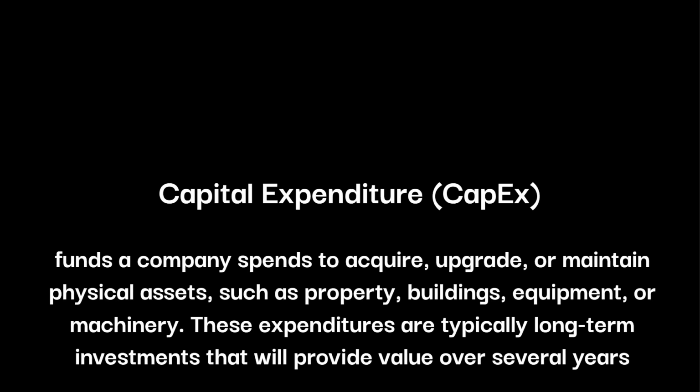All right, so this is the end of the Apple statement, but there's more info present on Yahoo that I wanted to cover. I'll also show you how we can find these numbers on the Apple statement. So first is capital expenditures. This is funds a company spends to acquire, upgrade, or maintain physical assets such as property, buildings, equipment, or machinery. These expenditures are typically long-term investments that will provide value over several years.